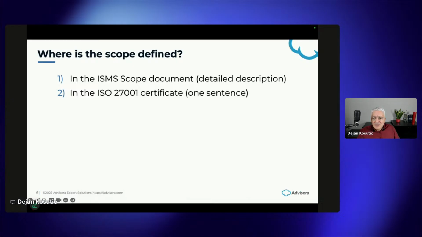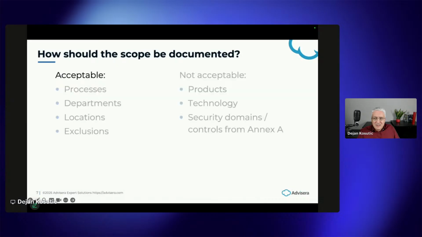Okay, now let's go for the next slide. And basically, when you write this detailed document for the ISMS scope, what you should be including and what you should not be including. So what you typically include are the processes, okay? And let's say departments. So let's say that you include the software development department in your scope. In this case, the software development department might have several processes within it.